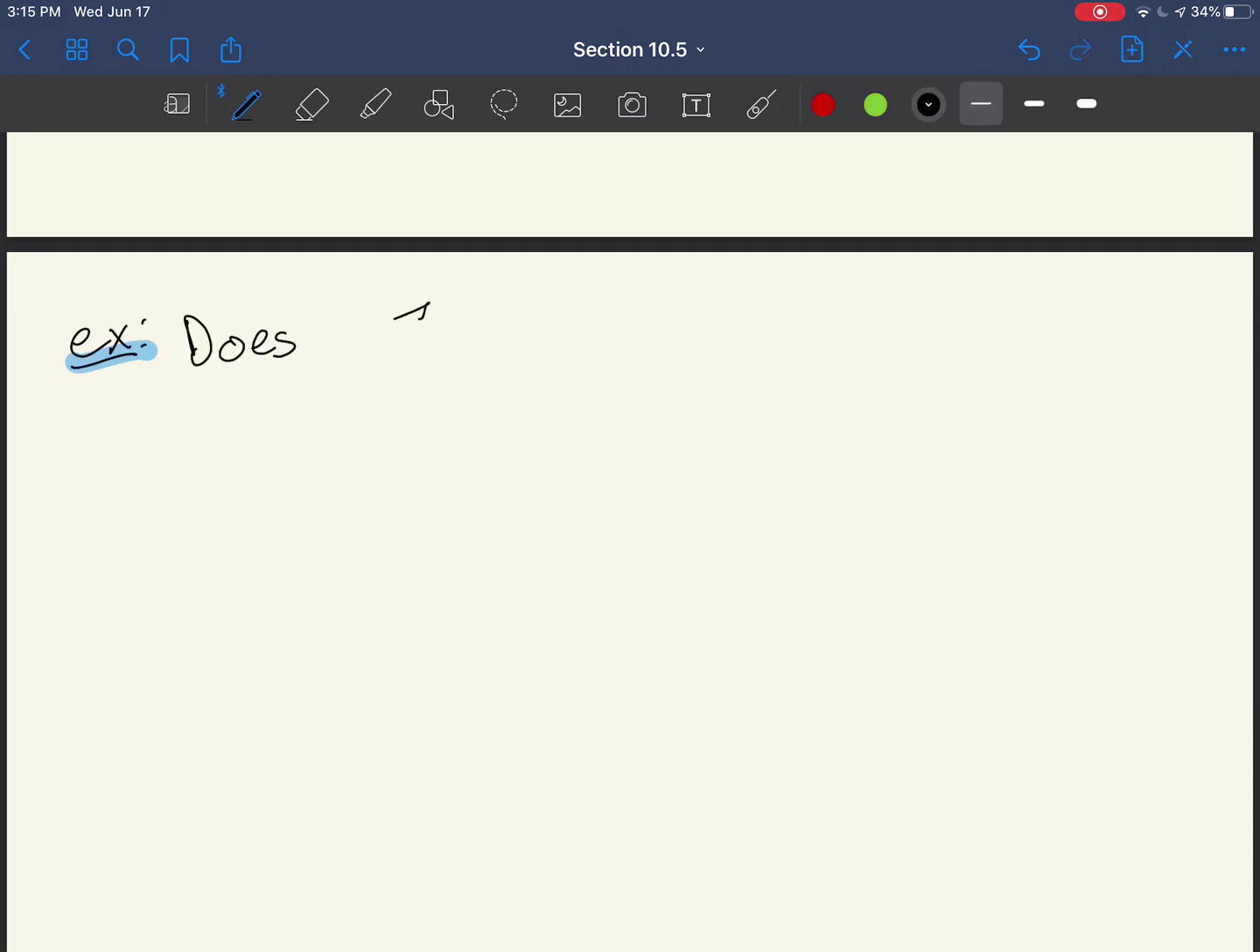So, last example for the ratio test. Does the summation of n factorial divided by 2 to the n converge? So I'll let you do this, pause the video, try it, and when you're done, unpause it so that you can see if you got it correct.